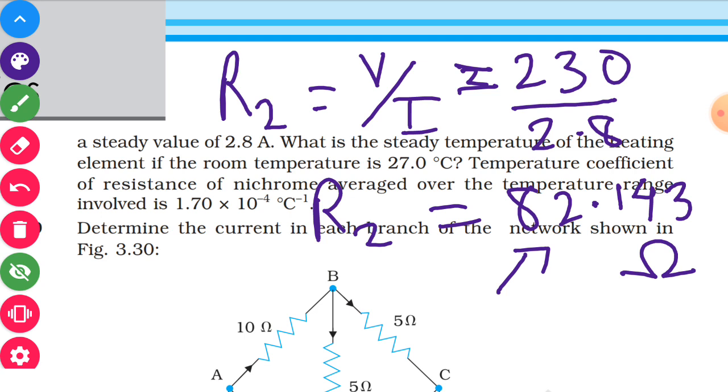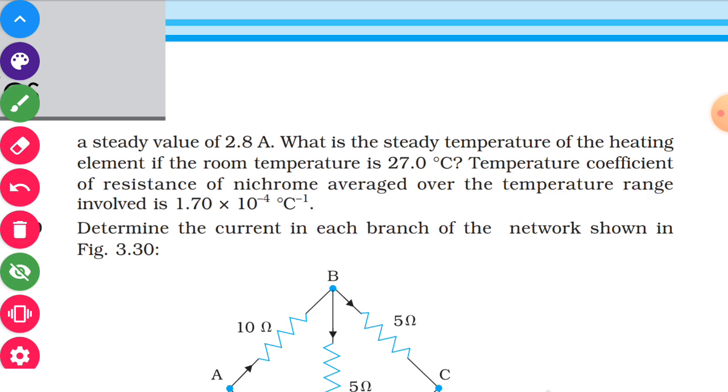Now the temperature coefficient of resistance of nichrome is given as 1.7 into 10 raised to minus 4 degrees Celsius inverse. We want to calculate the new temperature of the nichrome element, as it is becoming hot. As the current passes through it for some time, its temperature gradually increases. So we want to find out what is the steady temperature of the heating element if the room temperature is 27 degree Celsius. So now we want to calculate the new temperature.